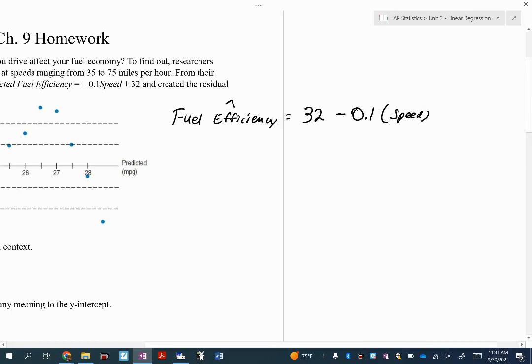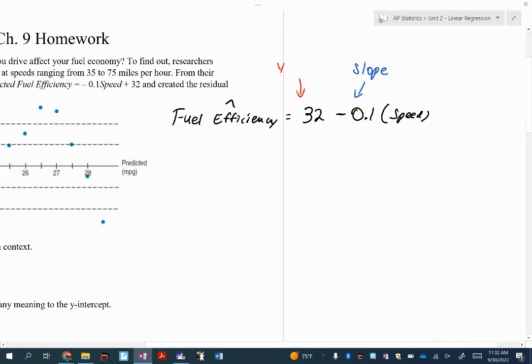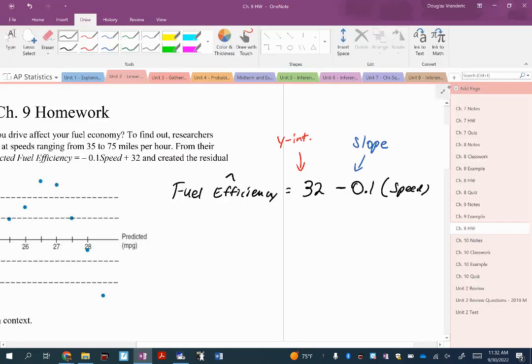All right, so Thomas, which one is the slope? Negative 0.1. Very good. I love that you said negative 0.1. That was really good, because a lot of students will say just 0.1, which is not correct. Okay? And then, Catherine, what is the y-intercept? Excellent, 32.